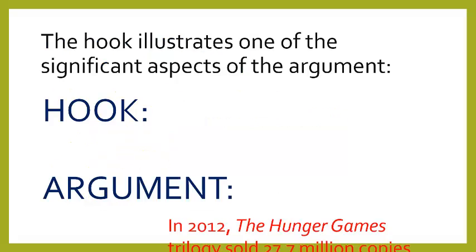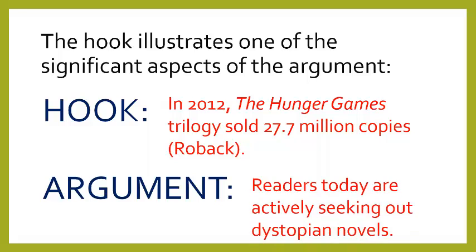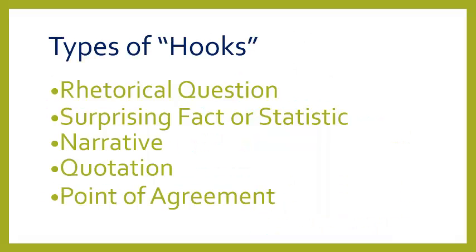In this case, our surprising fact is, in 2012, the Hunger Games trilogy sold 27.7 million copies. Diane Roback wrote this article that gave this number. The argument is, readers today are actively seeking out dystopian novels. So that would be part of the thesis statement, that readers are seeking out these dystopian novels.